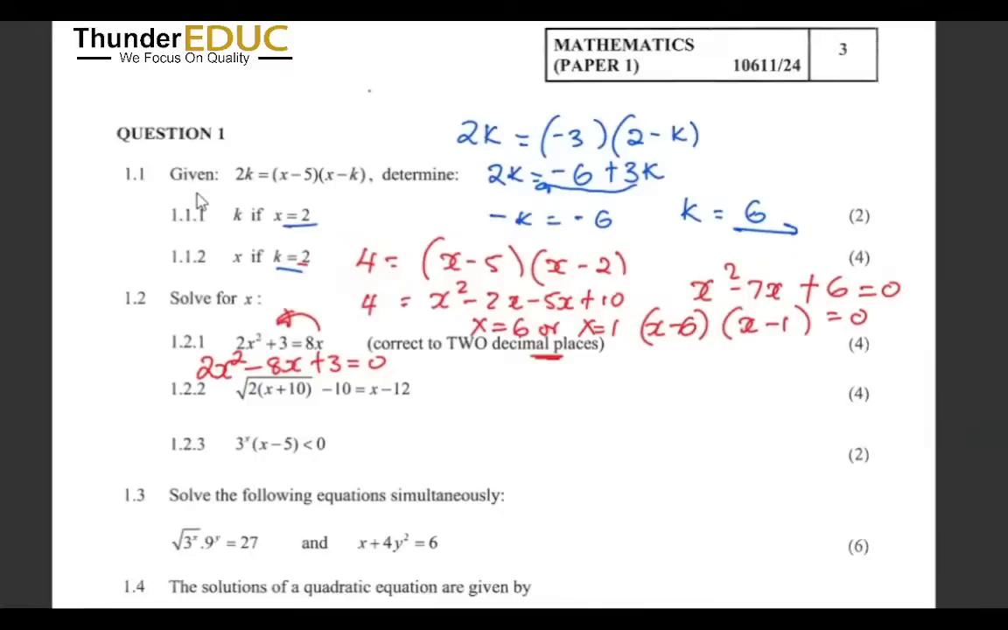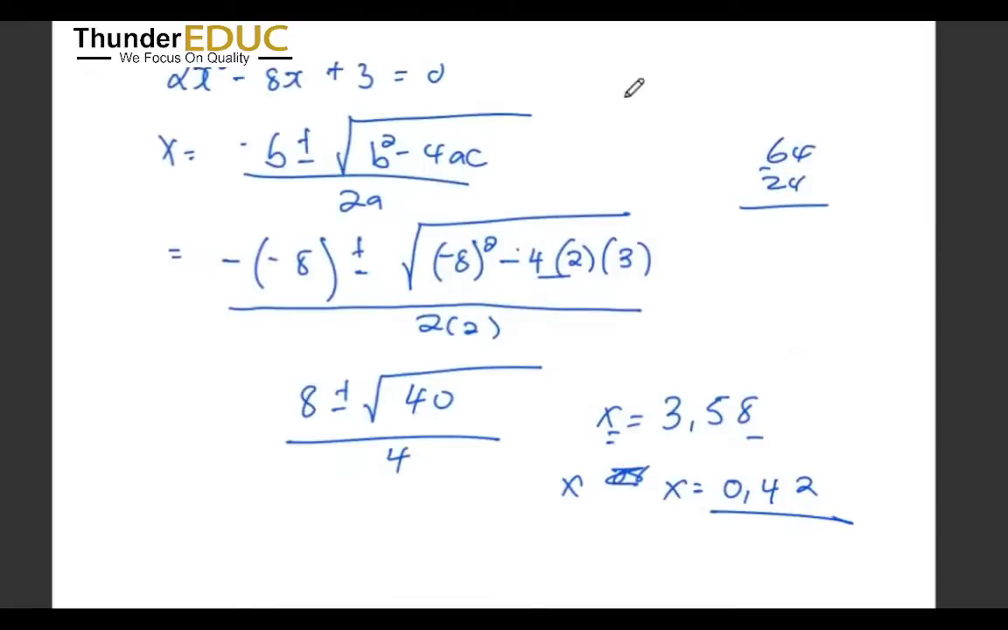Then 1.2.2, we have a square root equation. So step number 1, we have to move the 10 to that side before you can square either sides. But I'll also opt to open up the brackets. So I'll say square root of 2x plus 20 is equal to x. When I move this 10 that side, it's going to be a positive, so it's going to be x minus 2.